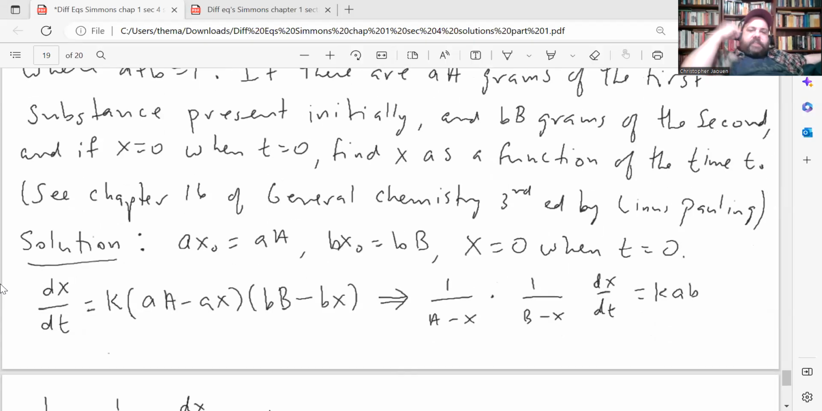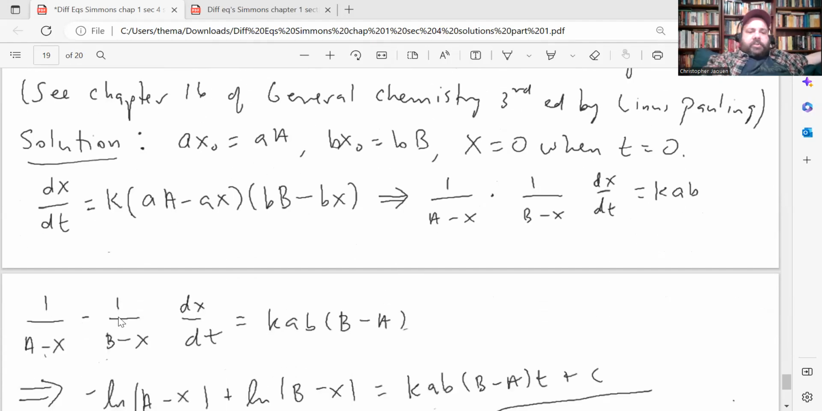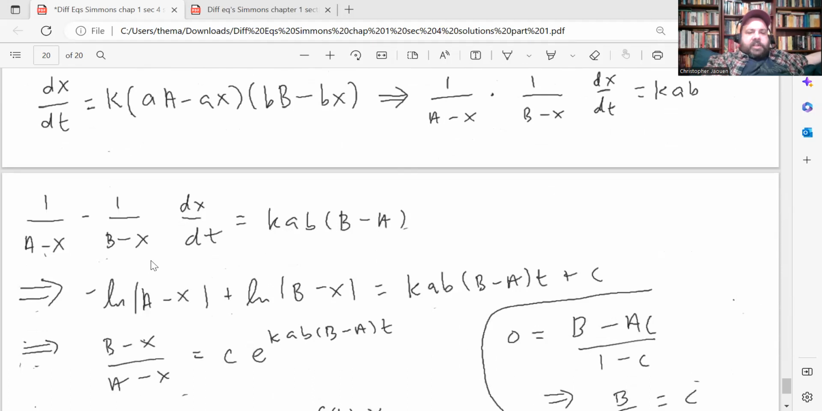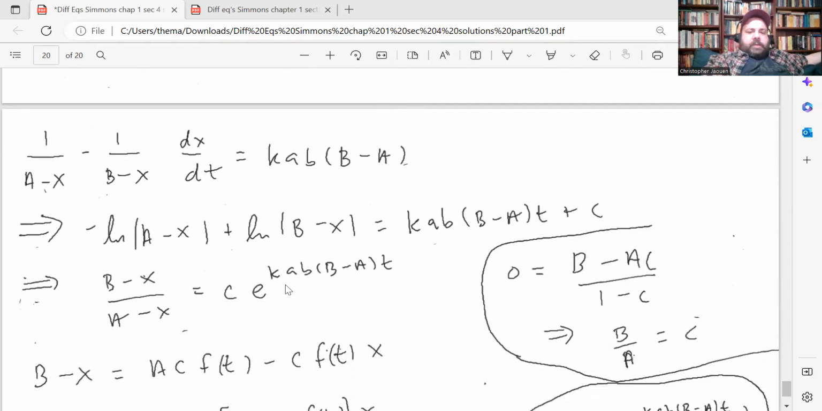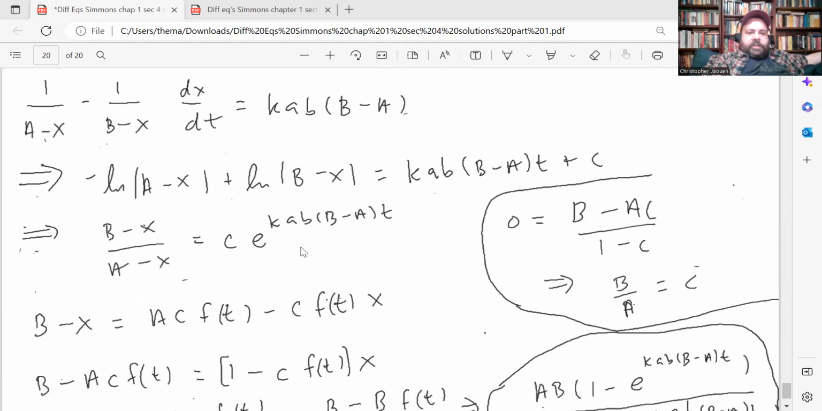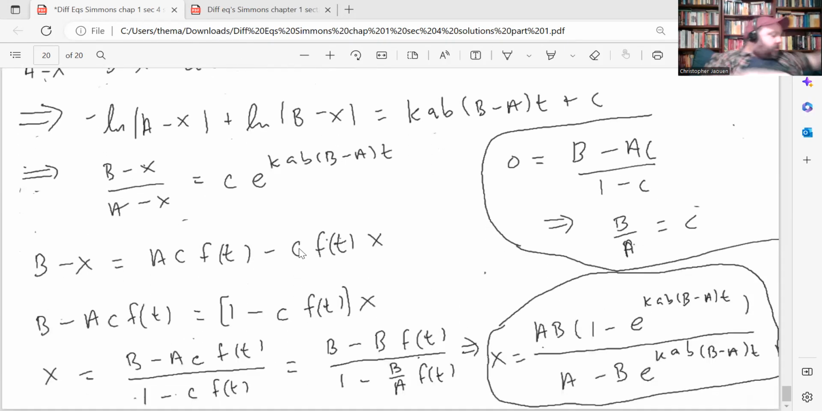All right, so just using the information that they gave us, ax0 has to be little a times capital A, and so on and so on. We get our differential equation here, dx/dt equals k times (little a times capital A minus little ax) times (little b times capital B minus little bx). Again, you could solve this by first separating variables, and then you have to use partial fraction decomposition on the left-hand side so you can integrate. When you do that, you get this expression here, and you can solve for x, which I do.